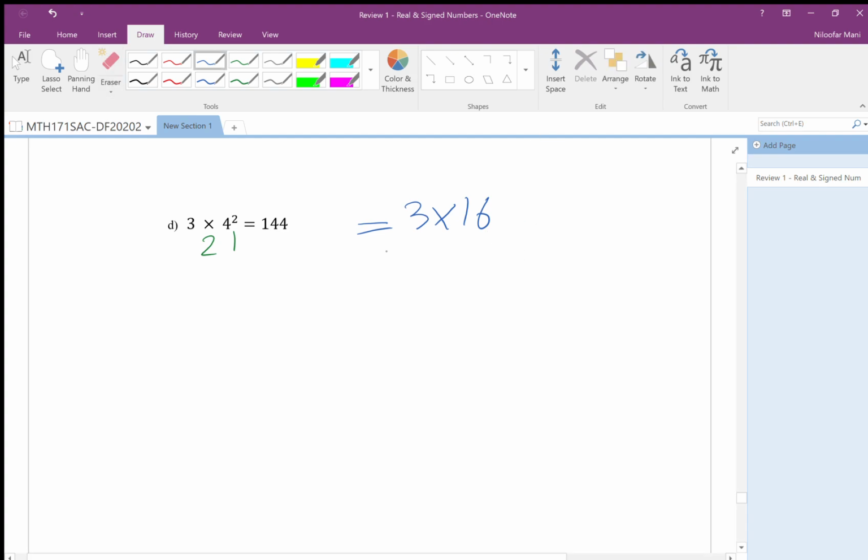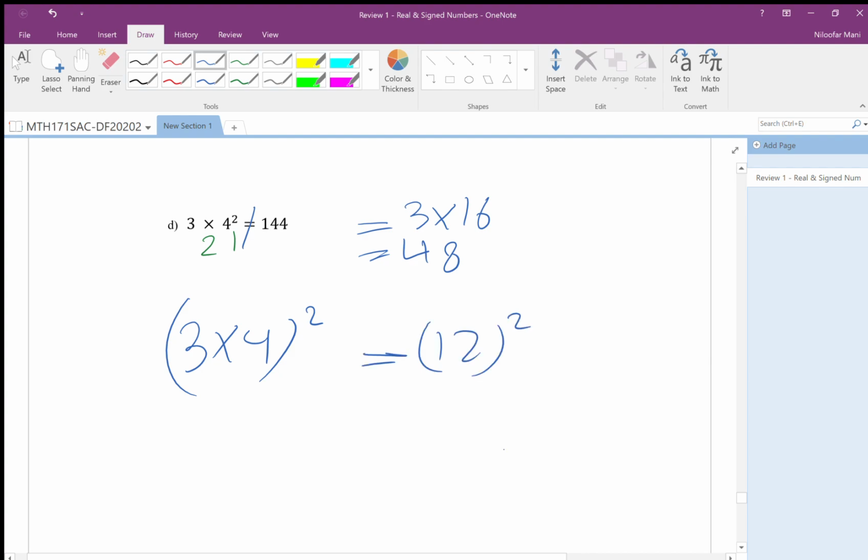Okay, so the answer is not that. If I want the answer to be 144, then I have to do this bracket and then power 2. In that case, I have 12 squared, which is 144. Okay?